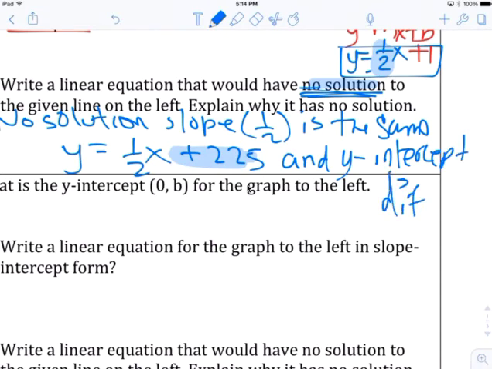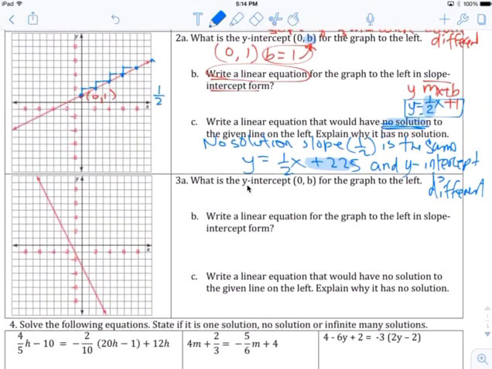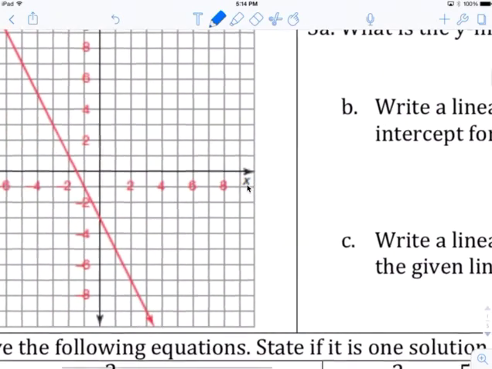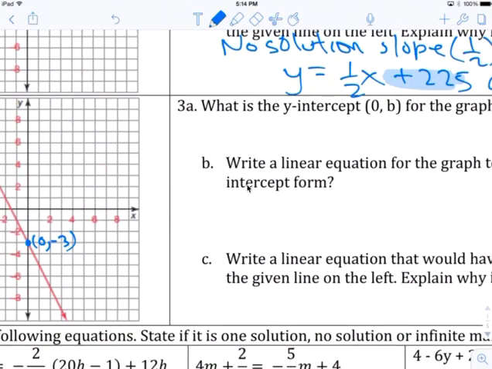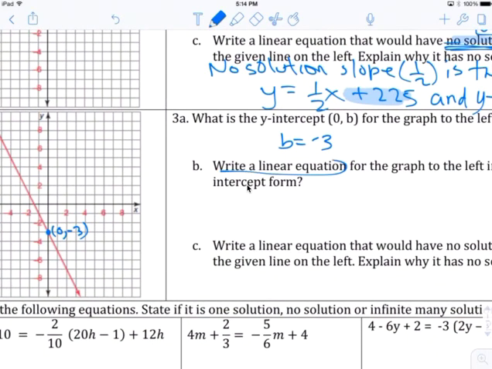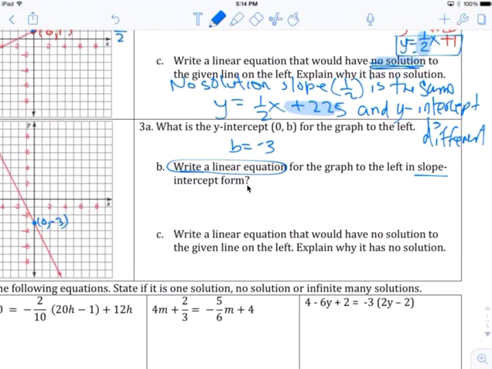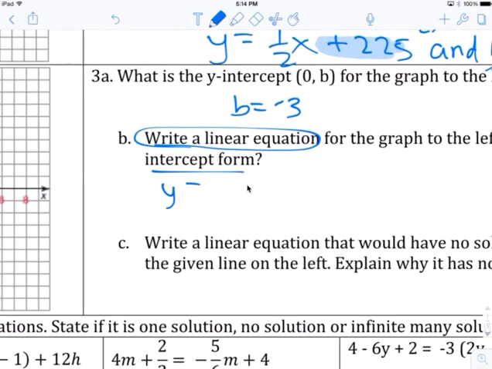Alrighty. Next one. The y-intercept will be on the test if I'm putting 3 like this. The y-intercept here is (0, -3), so b is -3. Write a linear equation for the graph to the left in slope-intercept form again. Y equals mx plus b. B is -3, so you put -3.